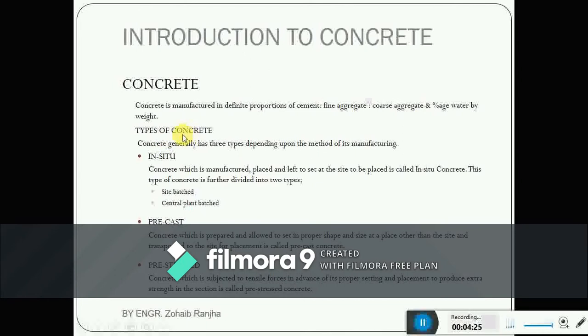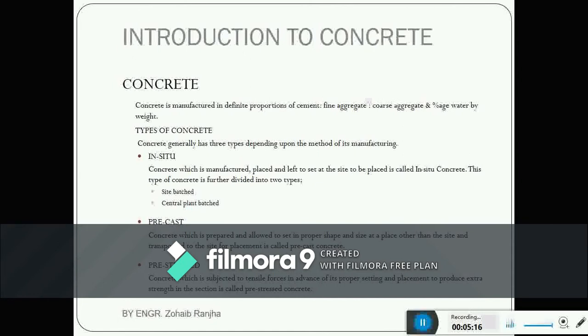Types of concrete: there are many types of concrete, generally depending upon the method of its manufacturing. There are only 3 types: in situ, pre-cast, and pre-stressed. In situ means the concrete which is manufactured, placed, and left to set at the site where it is to be placed. This type of concrete is further divided into 2 types: site-batched and central plant batched. In situ means at the site, so this kind of concrete is prepared and manufactured at the site.